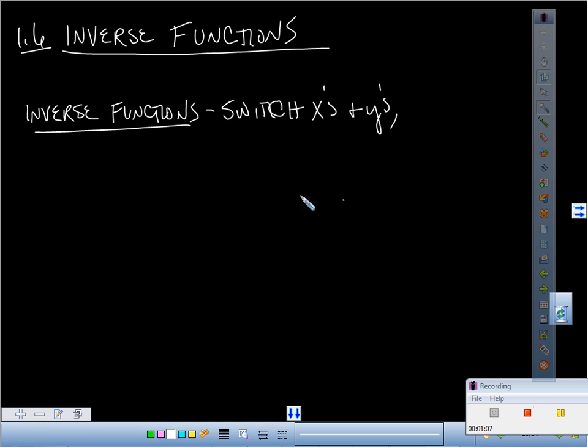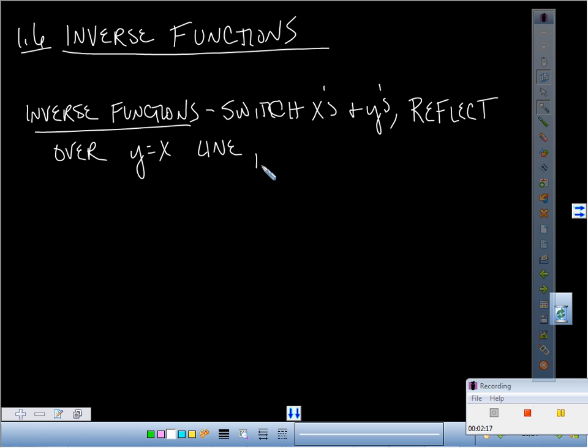Yes, they do have something to do with each other. Anybody remember anything else about it? On the graph, they reflect each other. Reflect each other through what? Y equals x. Yeah, because you switch. So, yes, they reflect over the y equals x line, which is the identity function.